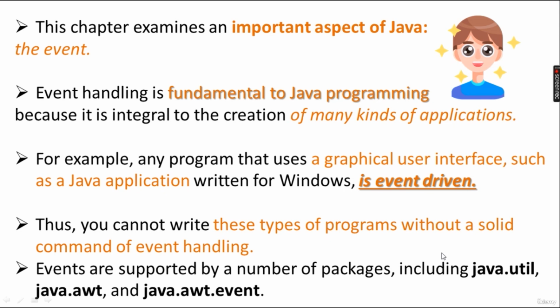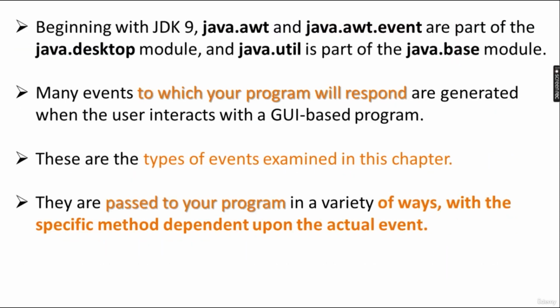Events are supported by a number of packages including java.util, java.awt and java.awt.event. So you have to import these packages if you want to understand and use event handling. Beginning with Java 9, java.awt and java.awt.event are part of the java.desktop module, and java.util is a part of the java.base module. Many events to which a program will respond are generated when the user interacts with the GUI based program.